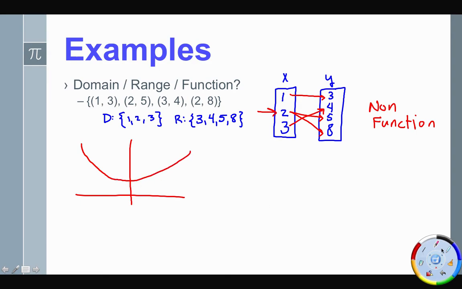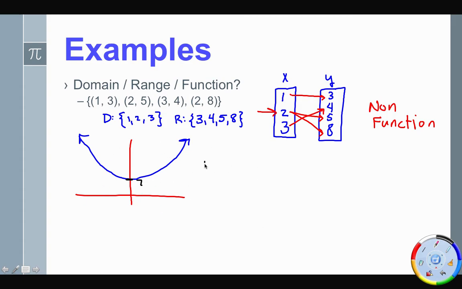Let's backtrack. Let's call this a blue line now. And let's call that number a 7. There's a very specific reason I want to look at this particular graph, because I want to determine domain, range, and is it a function? Well, we already realized earlier that this is a function using the vertical line test.